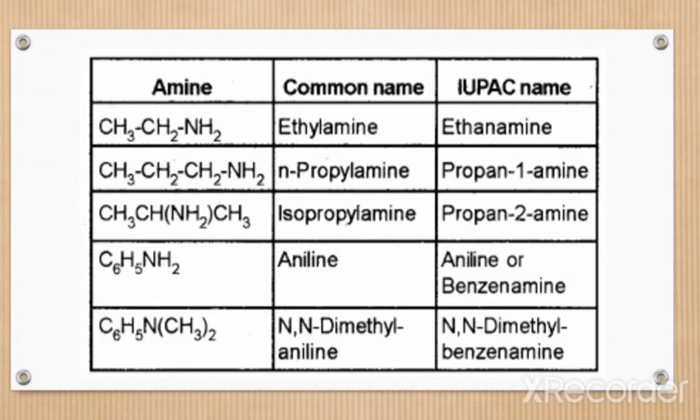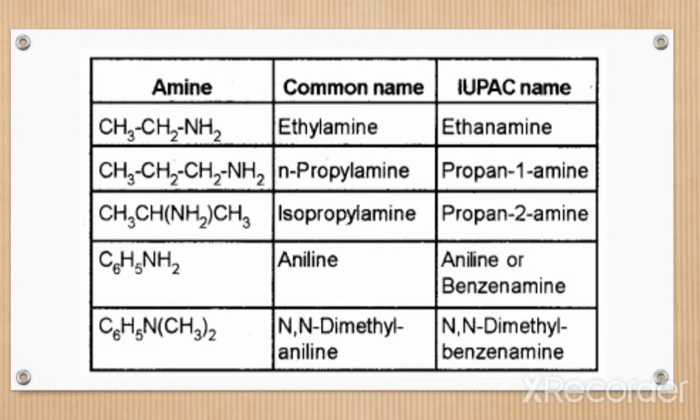The fourth example is a carbon ring of 6 carbons attached with the amine group, so its common name is aniline, and its IUPAC name is aniline or benzenamine. So it is a ring compound of benzene which has an amine group attached, so its common name is aniline.